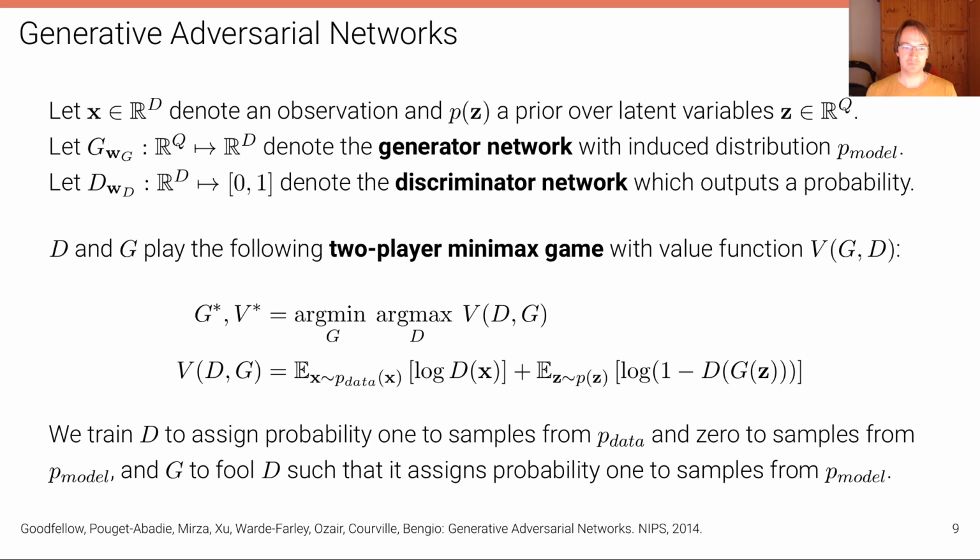So how can this be interpreted? Well, we train D to assign a probability 1 to samples from P data, from the data distribution, and 0 to samples from P model. This is easy to see. Here we are maximizing over D, which outputs a probability between 0 and 1. If we look at this expression here, for all the samples from the data distribution, we want D to predict 1, because this is maximizing this expectation.